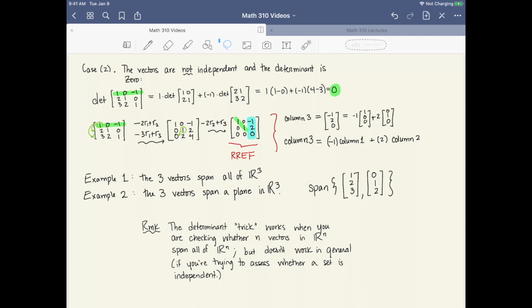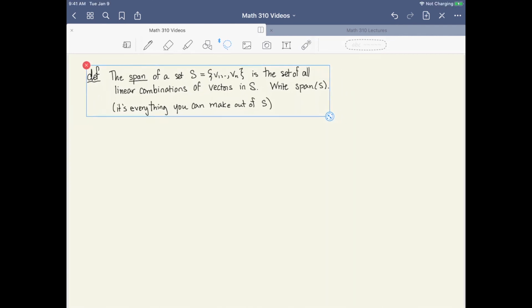Let's write down another definition and a theorem. For the definition, we're going to say that the span of a set is the set of all linear combinations of vectors from that set S. And notationally, we'll write span S. So S is a set of vectors, and think of them as building blocks. And anything that you can build out of those building blocks is in the span. And we refer to that whole set of possibilities as the span. In the previous example, we determined the dimensionality of the span of some sets of vectors.